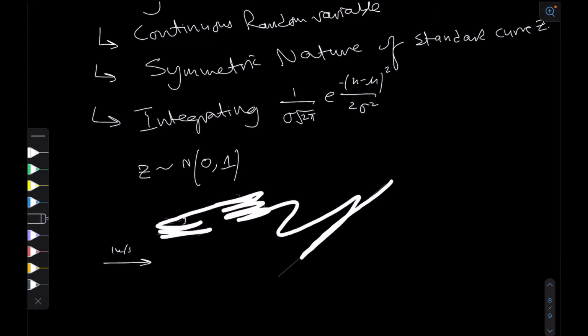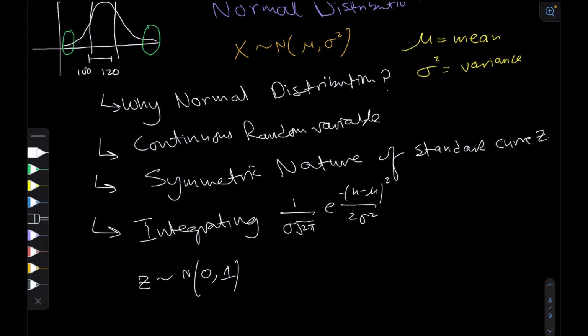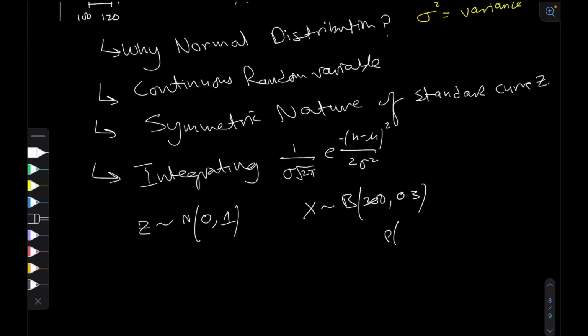However, it is also to note that even though normal distributions are for continuous random variables, sometimes a distribution might be for discrete random variables. So for example, let's say x is some random variable that follows the binomial distribution where n is 300 and the probability of success is 0.3, let's say, right? Even though this follows a binomial distribution, we can actually approximate this as a normal distribution. Why would we do that? Well, let's say I want to find the probability that x is greater than or equal to 100.